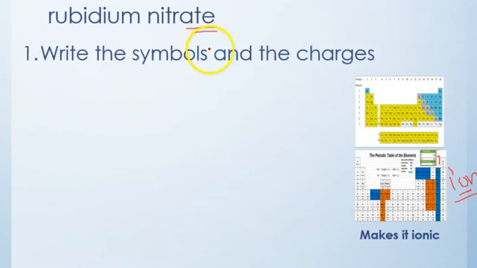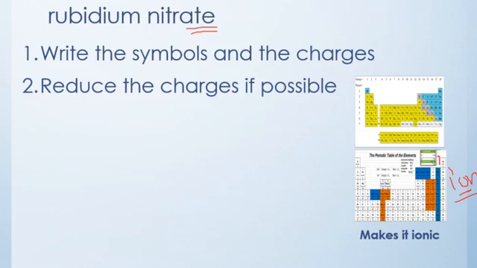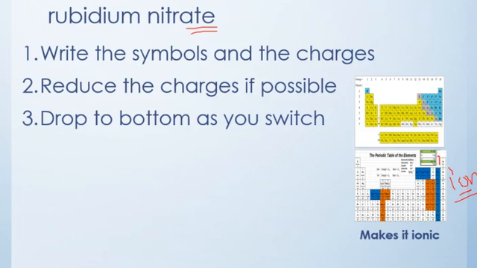So I'm going to write the symbol and charges, because that's the way you write a formula for an ionic name. Then I'm going to reduce the charges if possible, and drop them to the bottom when I switch them to subscripts. So the first step is symbols and charges. Rb is a +1; it's in this first column. NO3 is -1, which is a memorized fact, or if you're in regular chemistry, you look it up on your orange and blue chart.